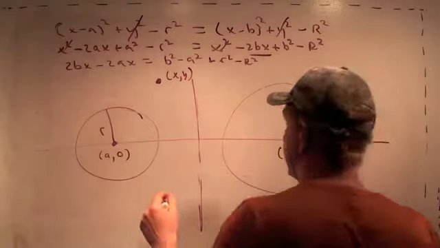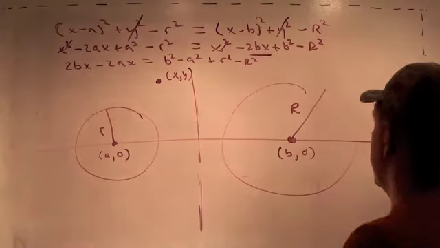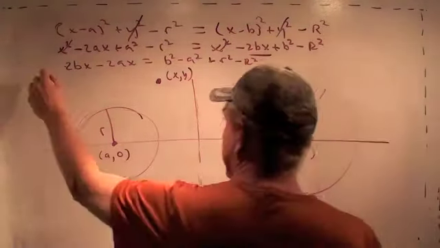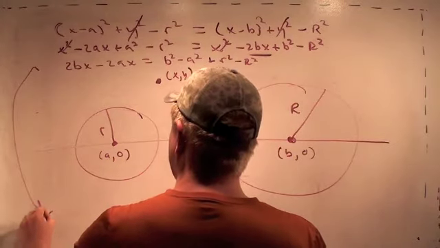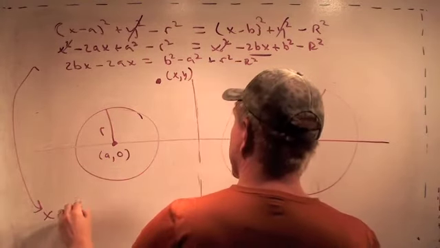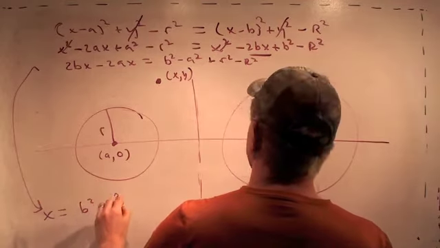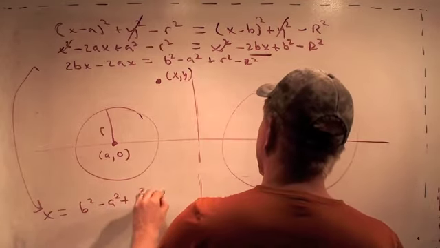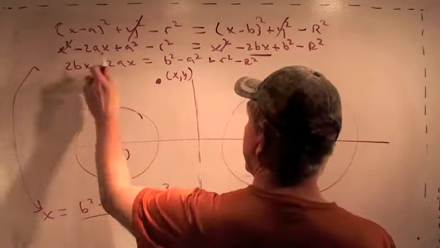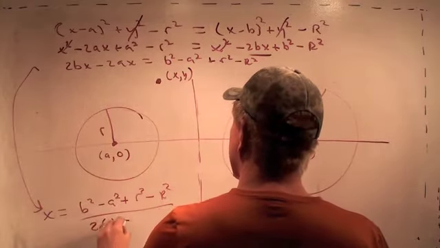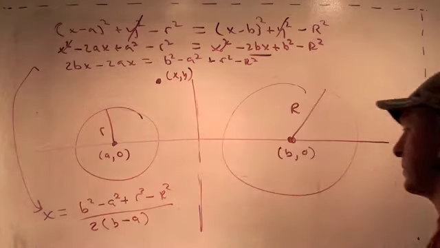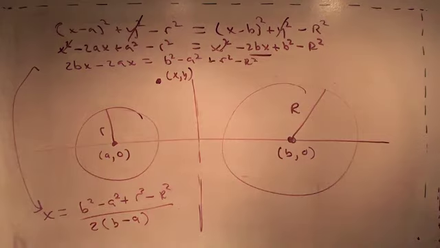And unfortunately I'm going to be out of room here. Let me skip down here. This is going to mean x equals b squared minus a squared plus r squared minus big R squared, all over 2 times (b minus a). Okay, so that's my equation.